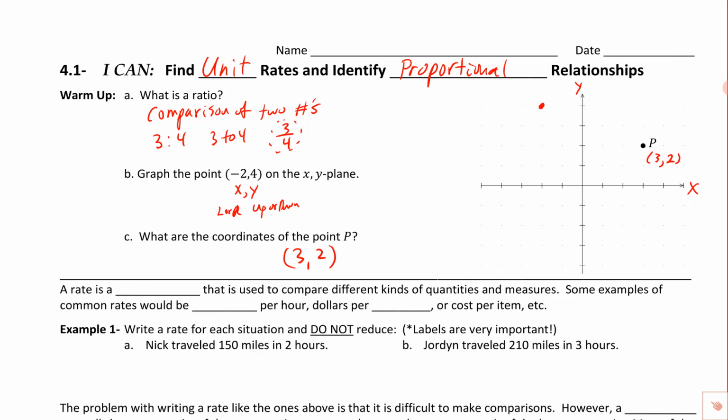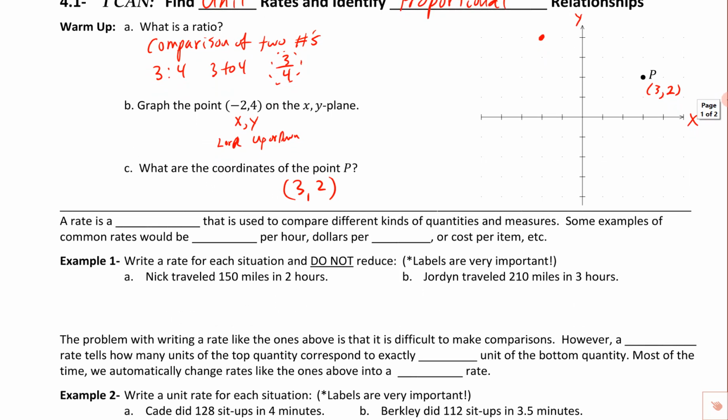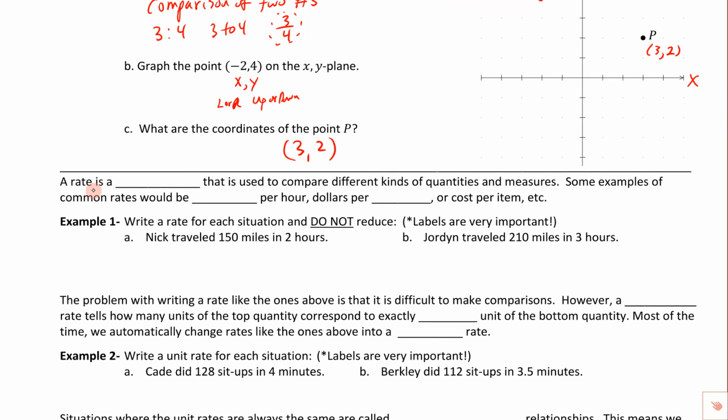Now let's talk about unit rates and proportional relationships. So a rate is a ratio. Okay, so a plain old rate is a ratio, and it's used to compare two different types of quantities or measurements. Now some people think there's a huge difference between a rate and a ratio. I happen to think that it's just a matter of the words that we use, but some people make a big deal of that, so keep that in mind.